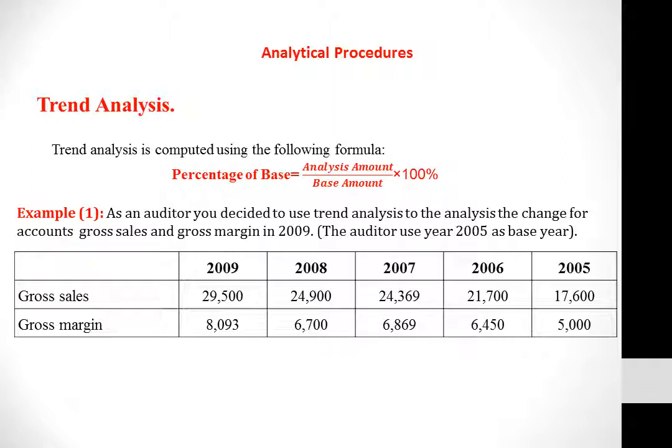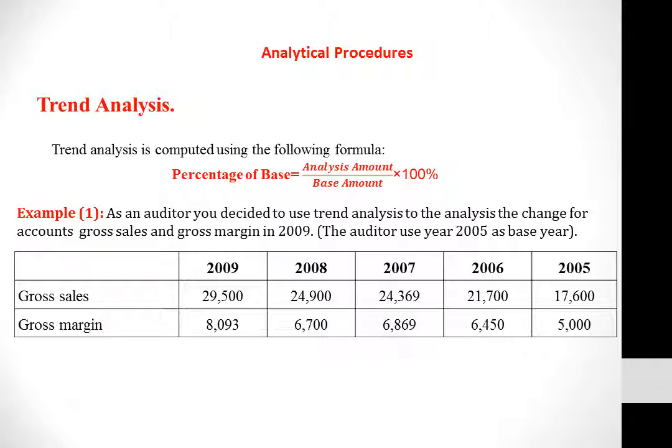If he finds that the recorded is different from what's expected, then this leads us to step 3: investigate the reasons why there is a difference between what's expected and what's recorded. Step 4: he's going to evaluate the effect of the differences on the audit of the financial statements. So let's discuss how to do trend analysis through example number 1.